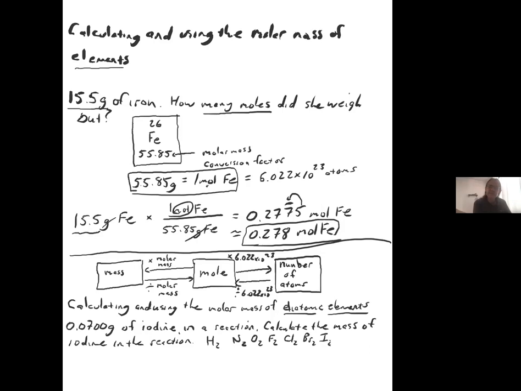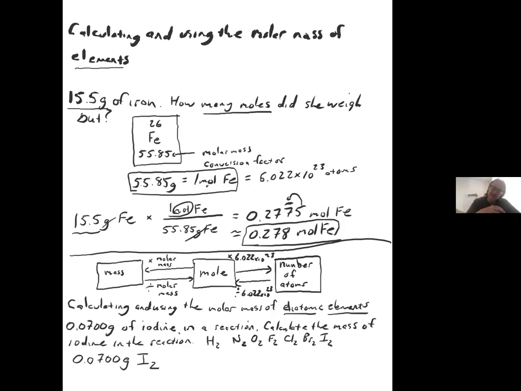In nature, they exist as dimers, as diatomic elements, meaning there's two atoms together. So if I weigh out some mass of iodine, I'm not weighing out the mass of the individual atoms, I'm weighing out the mass of the molecules. So in this problem, when it says you've got 0.0700 grams of iodine, be careful, because since it's a diatomic, it's that many grams of I2, not I, but I2. And I2 is heavier than I, right? Like a bicycle with two tires is heavier than a bicycle with one wheel. So I2 weighs twice as much as iodine.